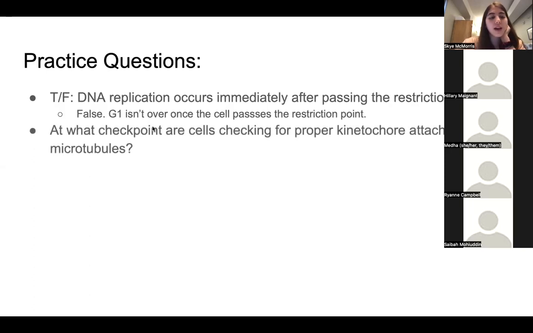The next one is at what checkpoint are cells checking for proper kinetochore attachments to microtubules? Yep, you can call it M phase checkpoint or spindle assembly checkpoint. They're synonymous, but the spindle assembly checkpoint is when you're checking for those proper kinetochore attachments.